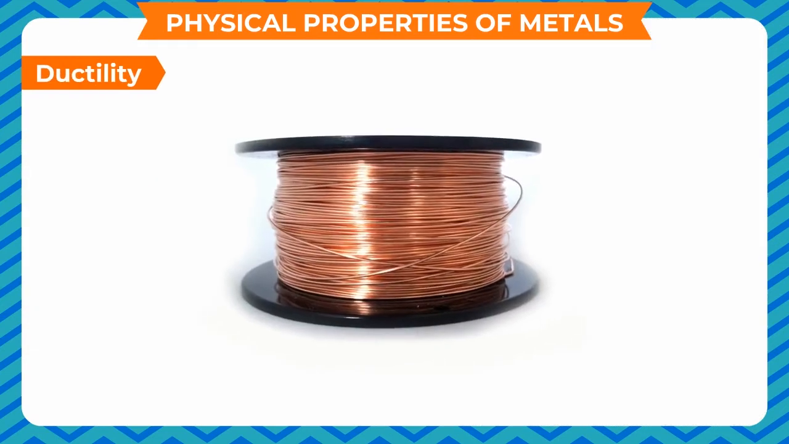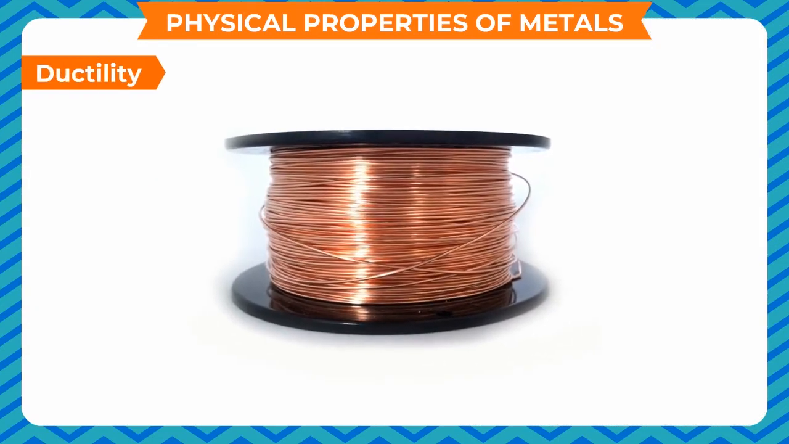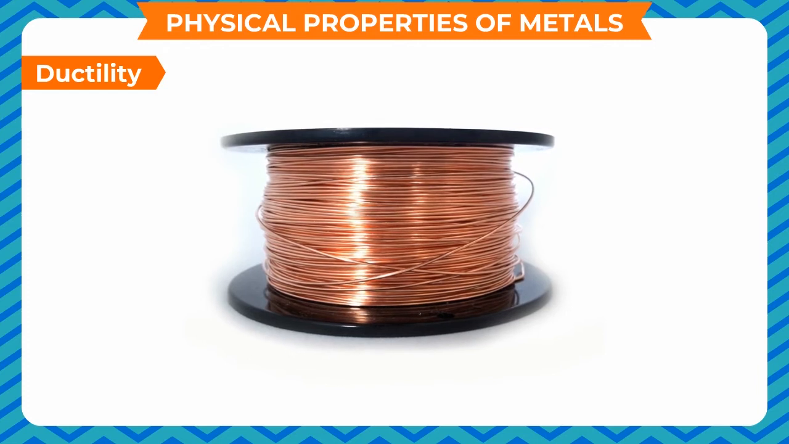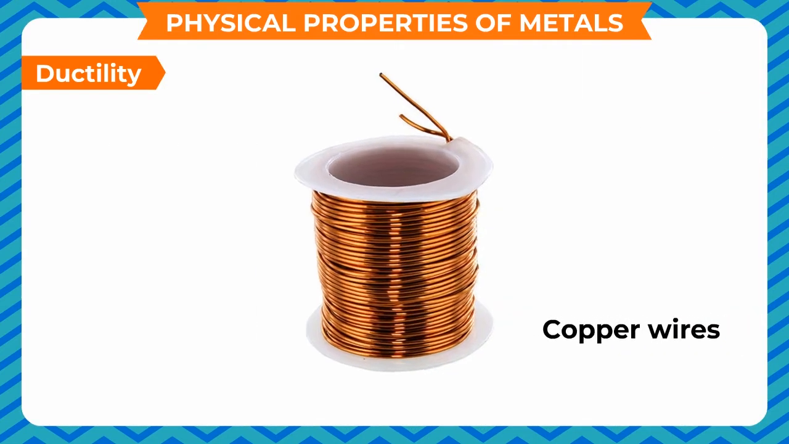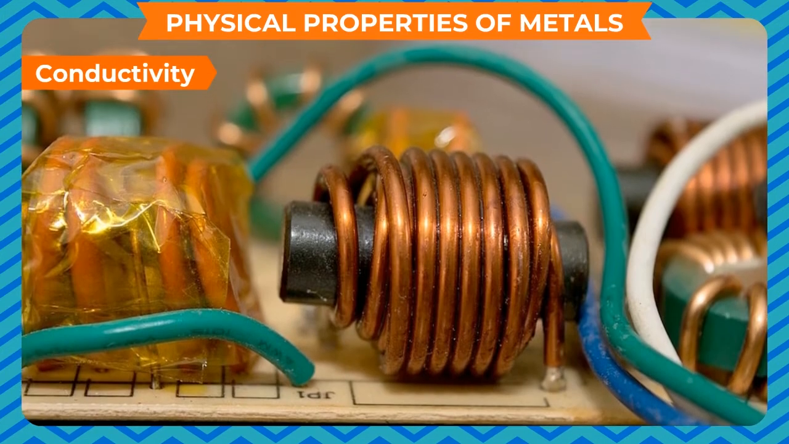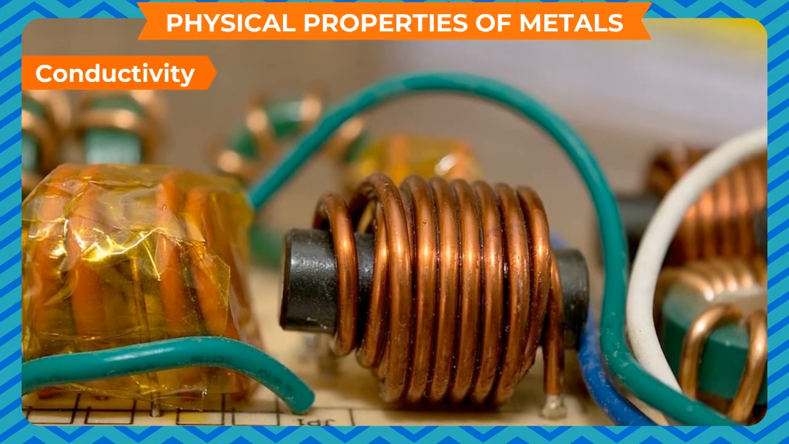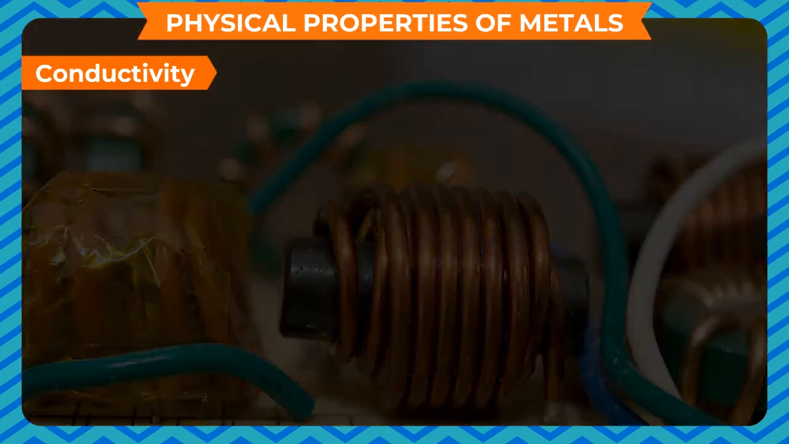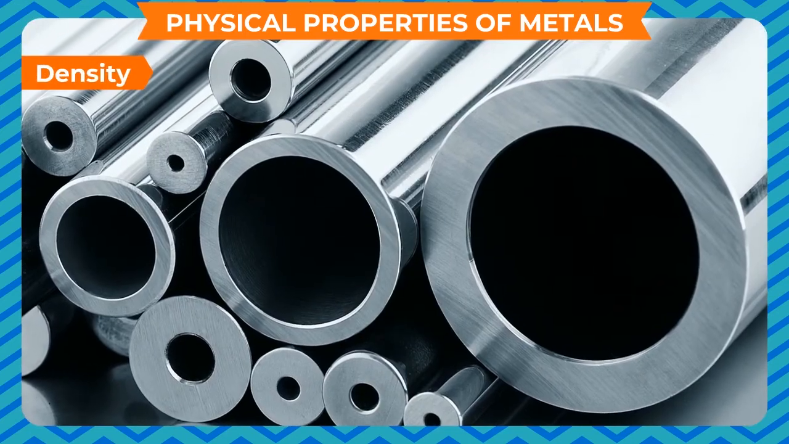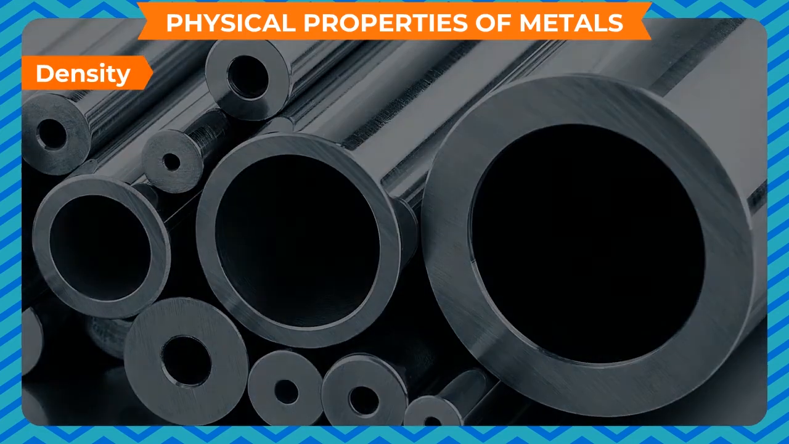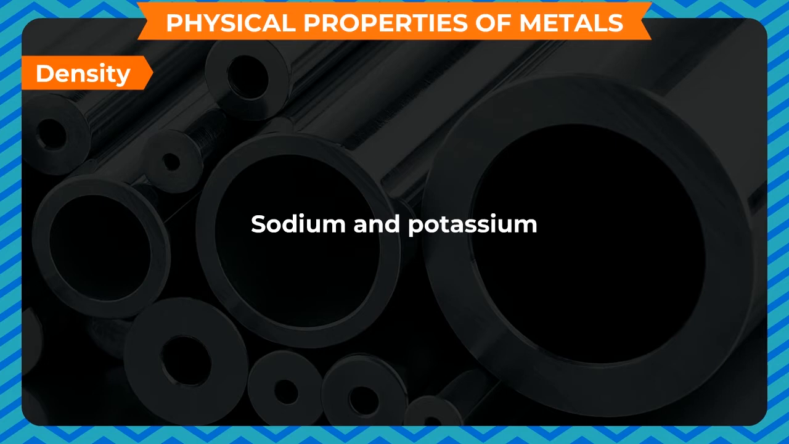Ductility. Metals can be drawn into thin wires. This property of metals is called ductility. Example, copper wires. Conductivity. Metals are good conductors of heat and electricity. Silver and copper are very good conductors of electricity. Density. Metals generally have high density. Sodium and potassium have exceptionally low density.